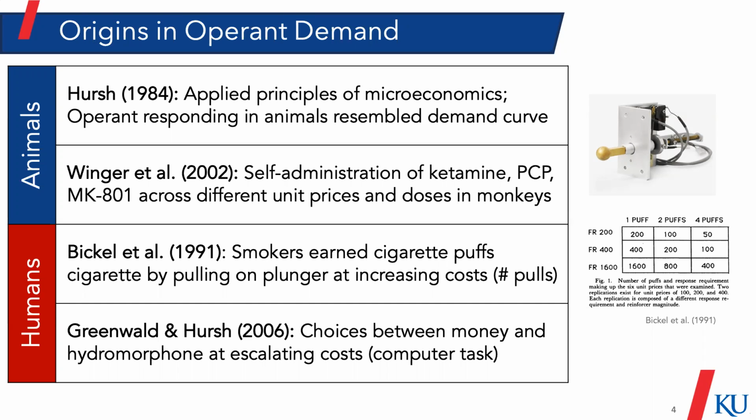Then Greenwald and Hirsch in 2006 looked at choices between money and hydromorphone at escalating costs in people with opioid use disorder. The way they operationalized cost was effort on a computer task, so they had to do work on a computer task. And they found once again that the escalating costs led to a deceleration in consumption that modeled a demand curve.